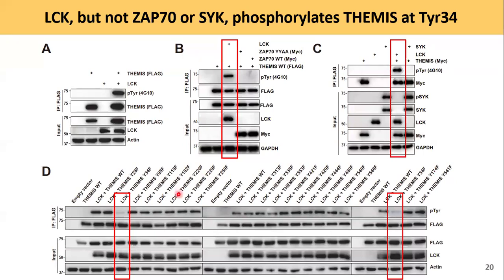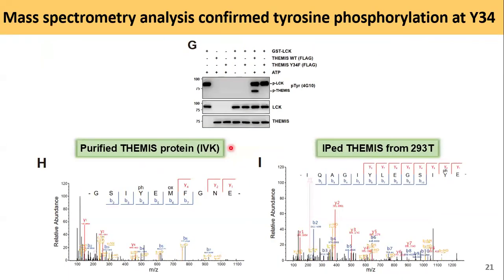We also performed phenylalanine scanning, and we found that this phosphorylation mainly happens at the tyrosine 34 residue. Based on this finding, we further performed in vitro kinase assays with stimulus wild type and stimulus Y34 mutant as substrates. As you can appreciate here, the wild type stimulus can be phosphorylated by LCK, but the Y34 mutation totally abolishes this tyrosine phosphorylation.